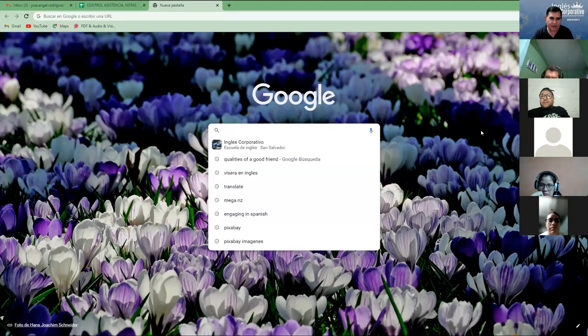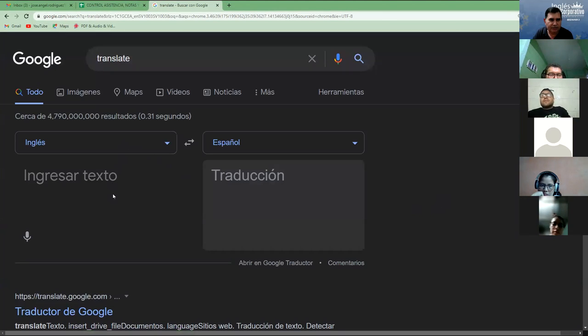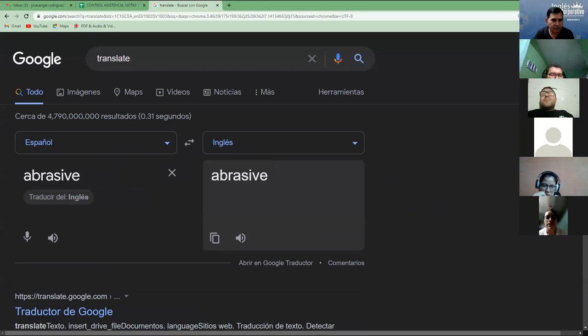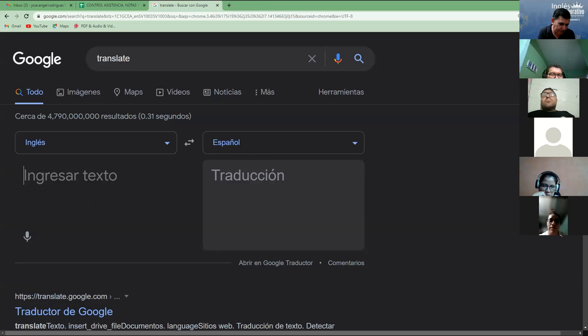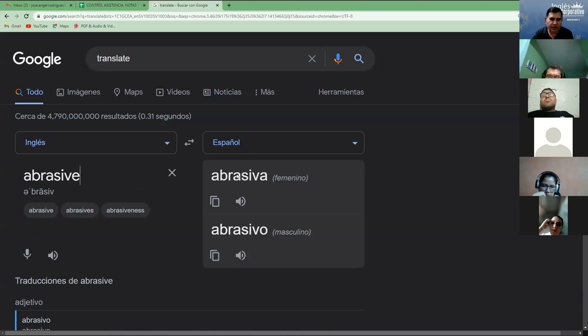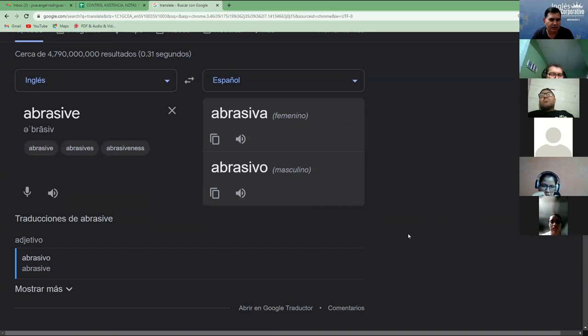Now let's see. You write, translate. And you have this. You can put Spanish to English, and here you put the text. Imagine that you put abrasive. You put here abrasive, and they say abrasivo or abrasiva. You say, but what's that? It doesn't say anything.